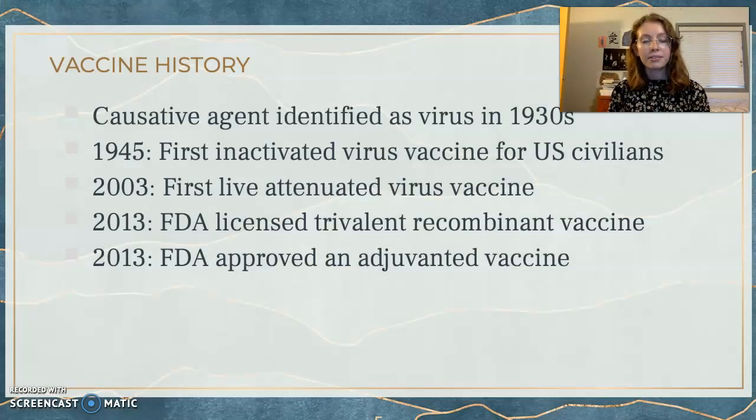So now vaccine history. The causative agent was first identified as a virus in the 1930s, and then during World War II, the US tried to produce a vaccine, and they were successful in 1945, when the first inactivated virus vaccine for US civilians was released. Then in 2003, we had our first live attenuated virus vaccine, and in 2013, the FDA licensed a trivalent recombinant vaccine and approved an adjuvanted vaccine. And I'll talk more in depth about adjuvants later, but they're an addition to the vaccine that boosts the immune response.